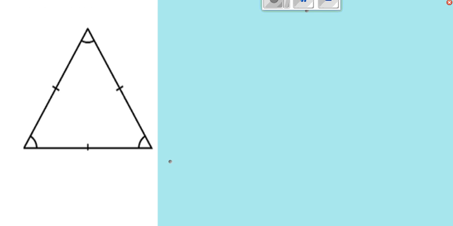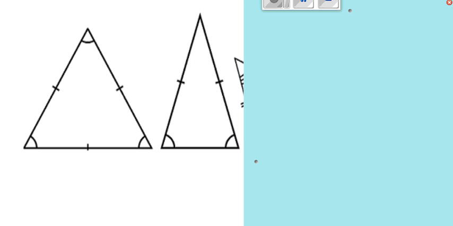All right, see if you can figure out what kind of image this is. Look at your notes. If you guessed equilateral, you are right. It has 3 equal sides and 3 equal angles. All right, looking at your notes, see if you can figure out what this one is. If you guessed isosceles, you are correct.